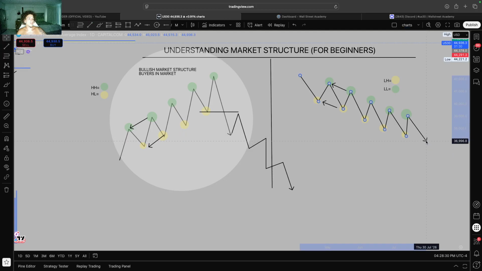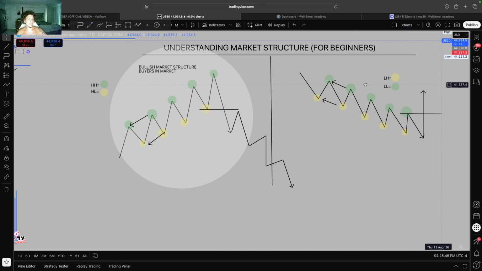Boom. Okay, I can't do it. All right. Structure is broken on this side if it breaks this structure right there. This is broken structure. So that'll be when we think, okay, it's transitioning into a bullish market.